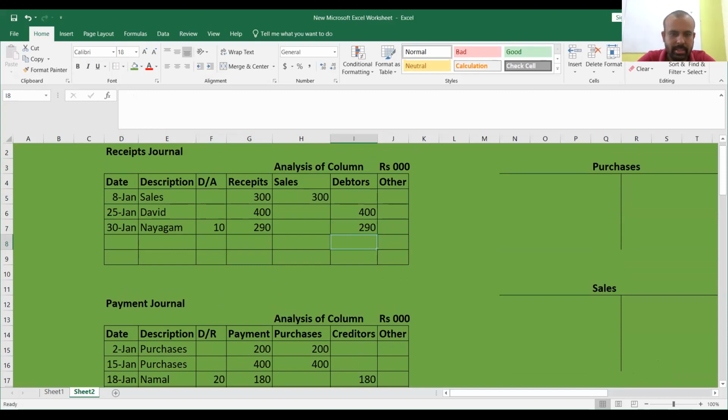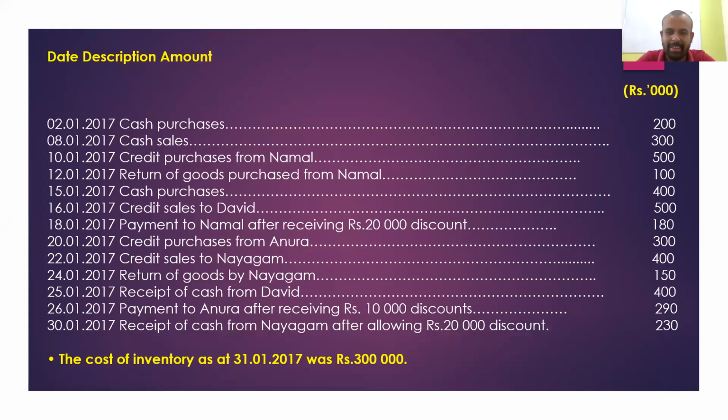What next? Yeah. Closing inventory they have given as 30,000. But you should remember they are giving this information for the first month of operations. May information says again you had no opening stock.